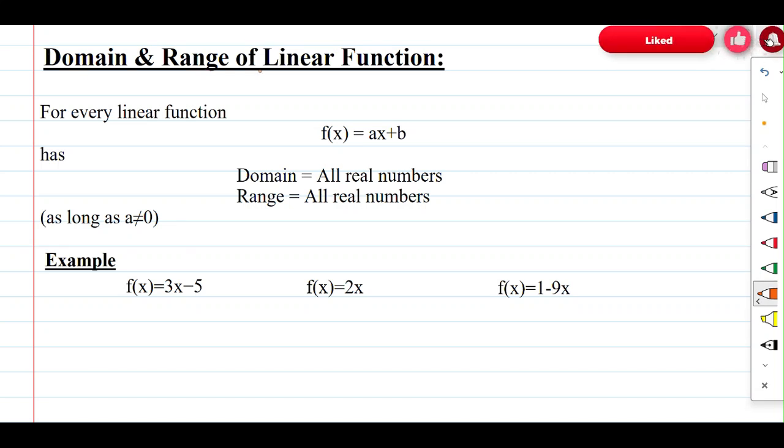Domain and range of linear functions. Okay, so first I will tell you what the linear functions look like.